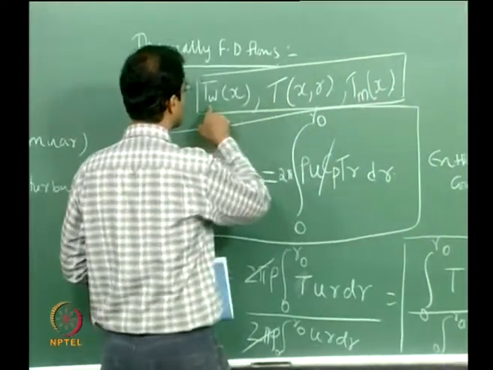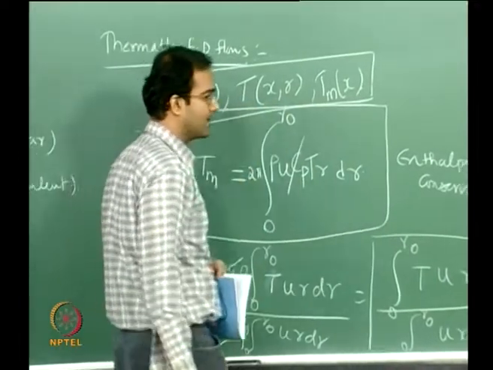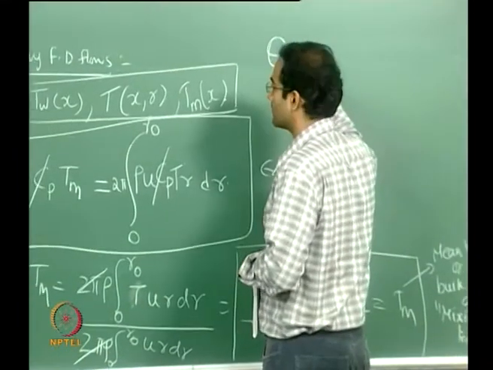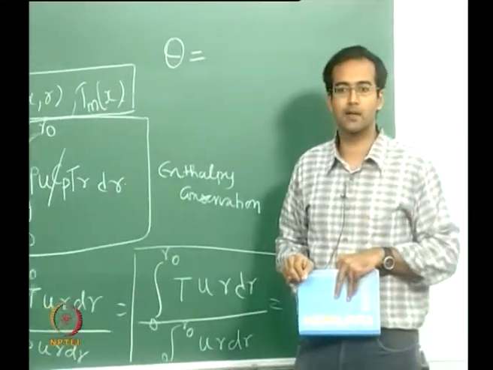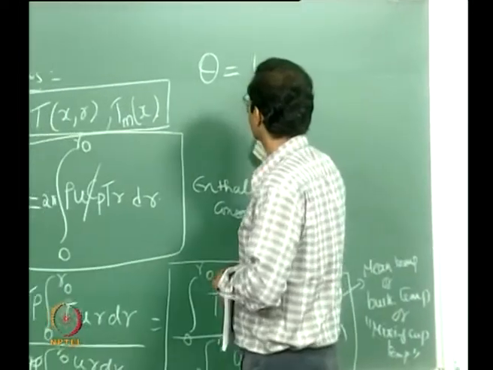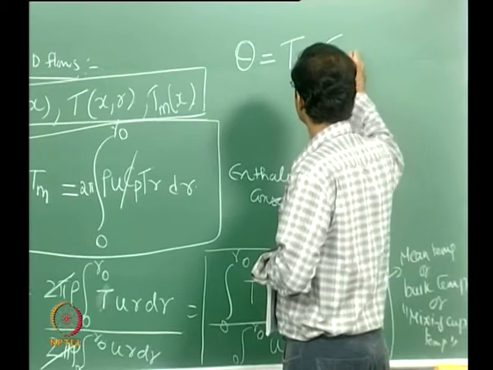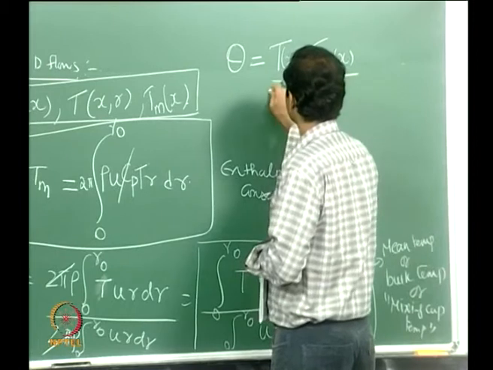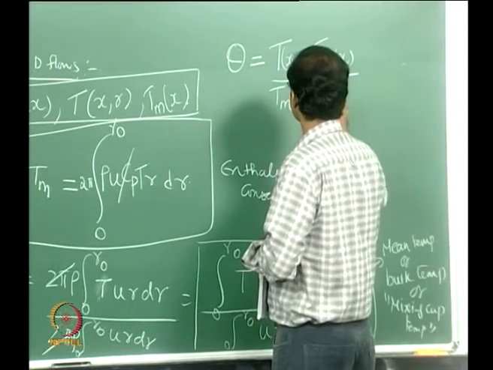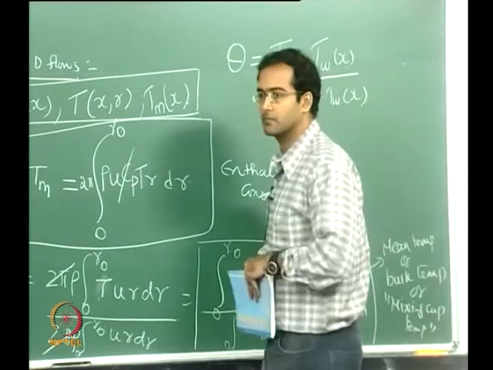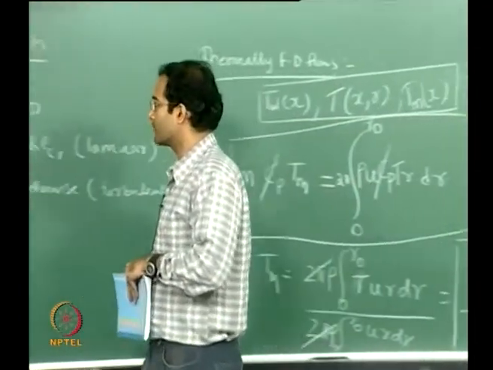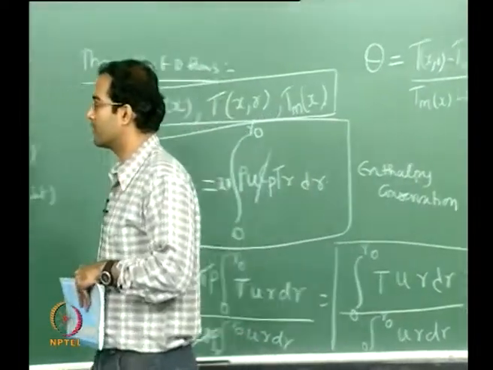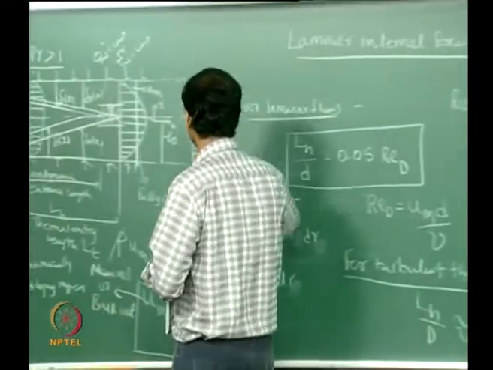So you have T wall, which is a function of x, Tm, which is a function of x, and you have T, and therefore we can define a non-dimensional temperature theta, just similar to the external flows where we defined T minus T wall by T infinity minus T wall. We can define T minus T wall, so T is a function of both x and r, divided by T mean minus T wall.